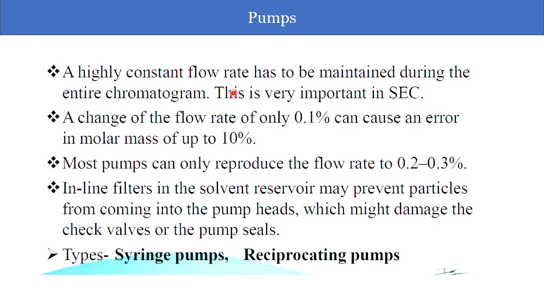A change in the flow rate by only 0.1% can cause an error in molar mass of up to 10%. So you can imagine how big the error bar becomes for only a change in flow rate of 0.1%, and most pumps can only reproduce the flow rate to 0.2 to 0.3%. Inline filters in the solvent reservoir can prevent particles from coming into the pump heads, which might damage the check valves or the pump seals. And the different types of pumps include syringe pumps and reciprocating pumps.